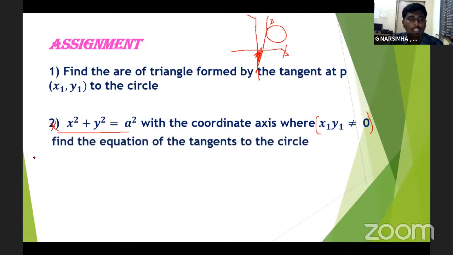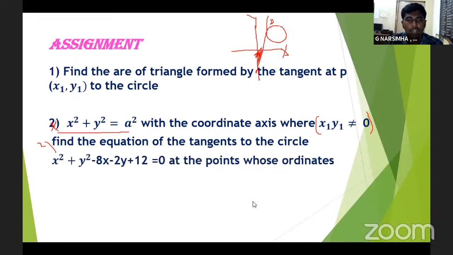And the second question is, find the equation of tangents to the circle x squared plus y squared minus 8x minus 2y plus 12 equals 0 at the points whose ordinates are 1. Here abscissa is called the x coordinate, and ordinate is called the y coordinate. Here the ordinate is 1. This type of question we will also discuss in the next session.